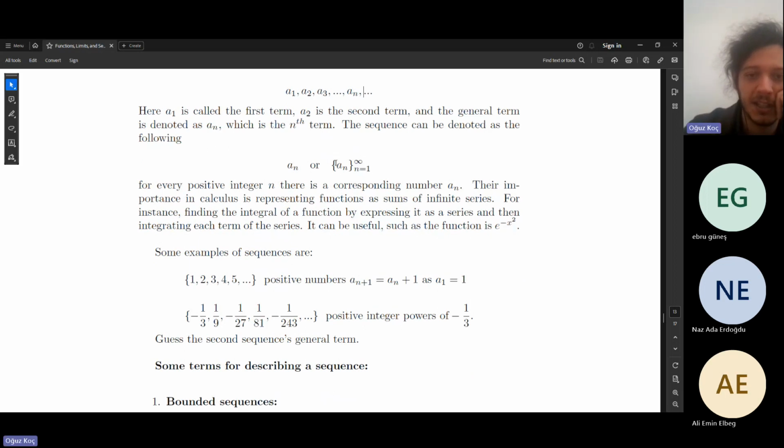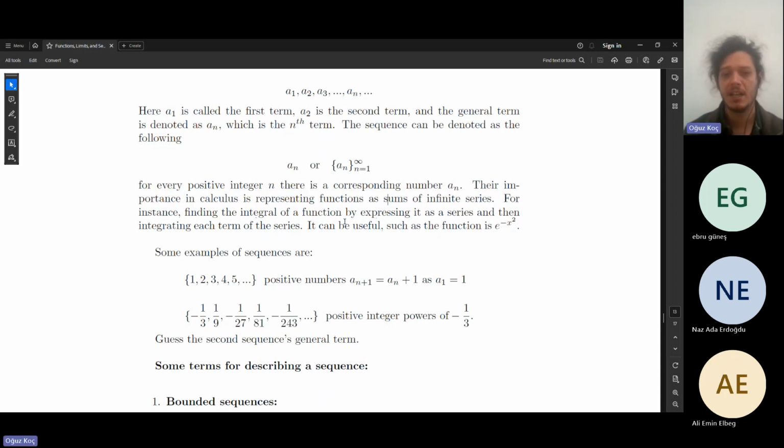The sequence can be denoted as follows: {a_n}, n starting at 1 and going to infinity. For every positive integer n, there is a corresponding number a_n. Their importance in calculus is representing a function as a sum of an infinite series. When we talk about series, summation is used, and when we talk about sequences, the list of terms is employed. For instance, finding the integral of a function by expressing it as a series and then integrating each term of the series.